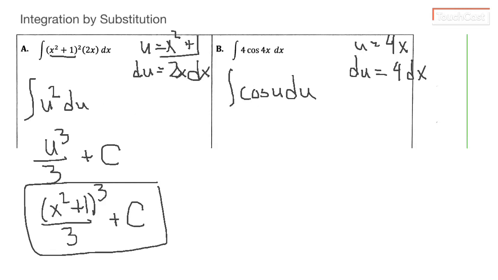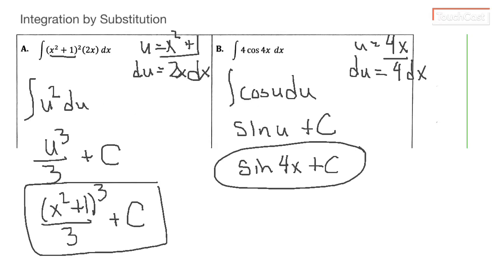Now when we take the integral of cosine, we're going to just get sine. So this is the sine of u plus c, and we said u was 4x, so we're going to replace u with 4x. So we're going to have the sine of 4x plus c, and that's going to be our answer to that integral. Let's look at a couple more examples.